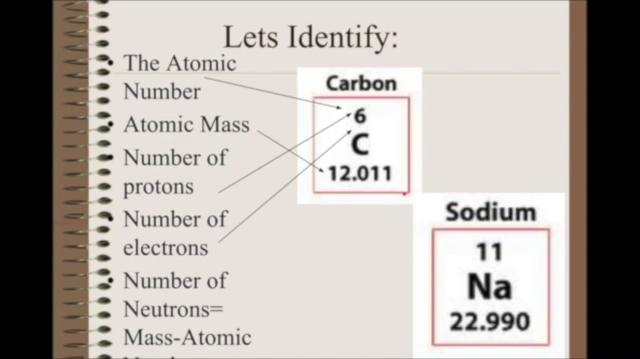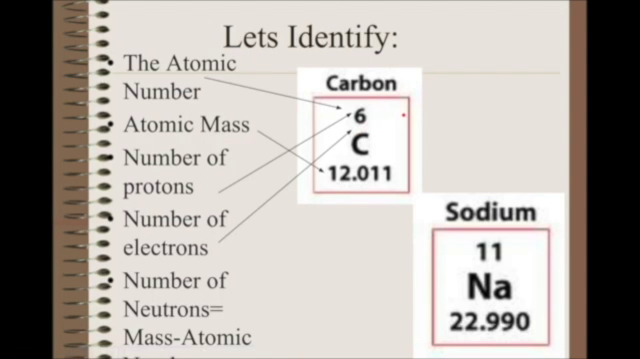Now, there is a way to remember this: everyone wants a big mass. So just remember, the big number is the mass number. The number of protons is the same thing as the atomic number, so it's this smaller number, this whole number. Number of electrons is also this number, so this 6 is your atomic number, your number of protons, and your number of electrons. Okay, now to find neutrons, you take the big number and subtract the small number.